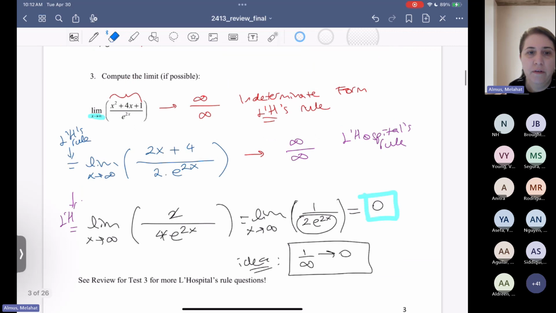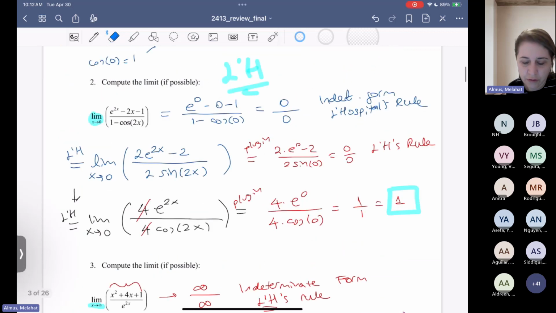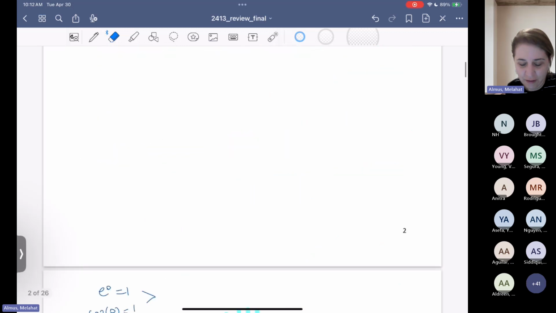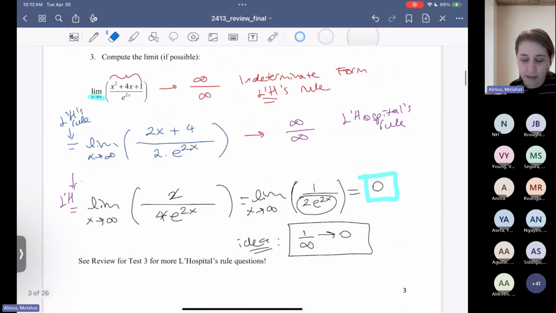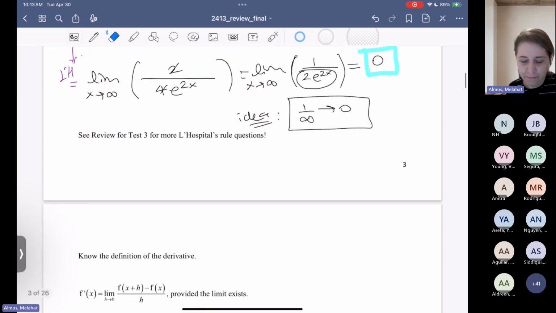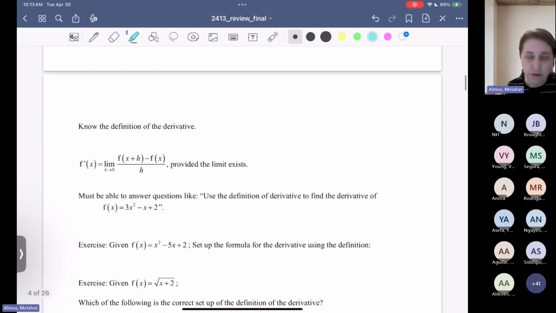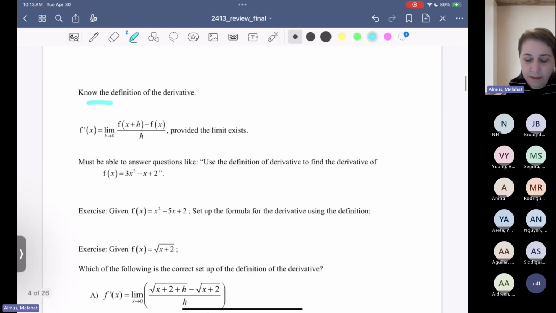All right, so this is a recap of limit problems. I put all of them together. They're from chapter 1 and/or chapter 5. Even if it's a chapter 1 problem, now that you have chapter 5 tools, you can use those ideas as well. We're expecting multiple choice over these. Please go over the review for test 3 to solve more L'Hopital's rule problems. That is the end of the limit, and the next thing is to know the definition of the derivative.